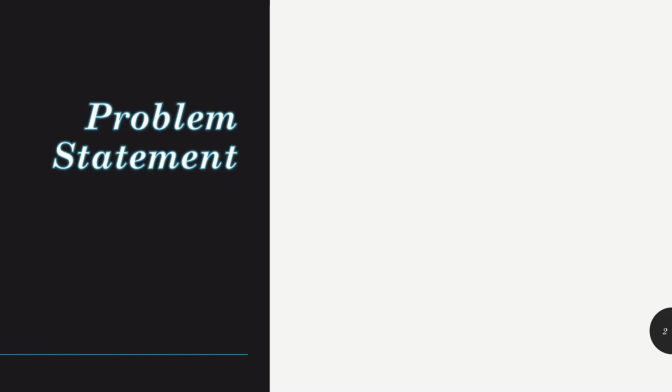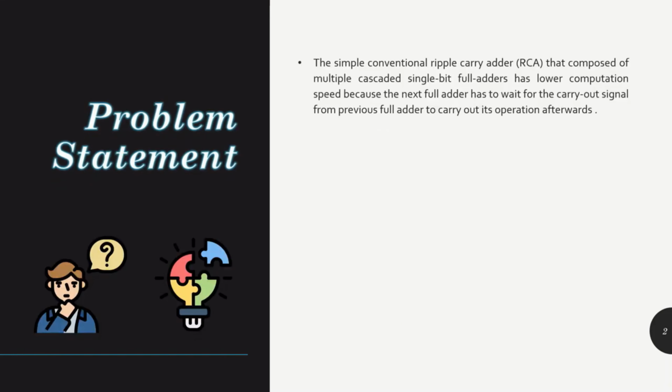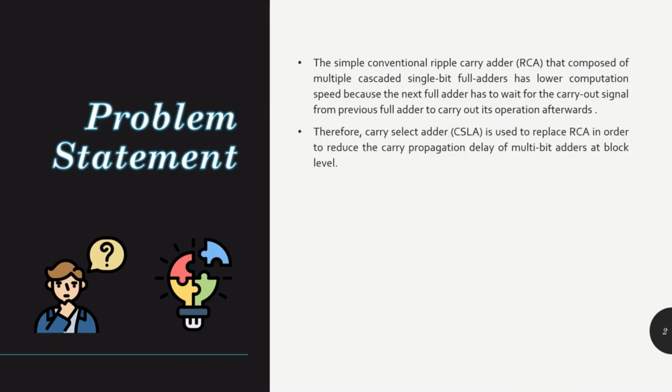First of all, let's talk about the problem statement. The simple conventional ripple carry adder (RCA), composed of multiple cascaded single-bit full adders, has lower computation speed because the next full adder has to wait for the carry out signal from the previous full adder before carrying out its operation. Therefore, carry select adder (CSLA) is used to replace RCA in order to reduce the carry propagation delay of multi-bit adders at block level.